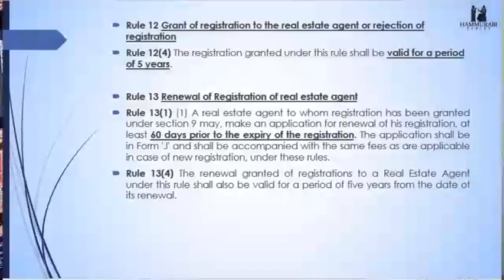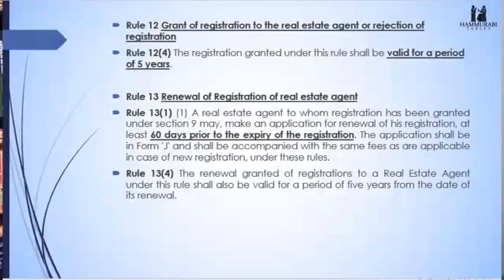Rule 12. Grant of registration to the real estate agent or rejection of registration. The registration granted under this rule shall be valid for a period of 5 years. Rule 13. Renewal of registration of real estate agent. A real estate agent to whom registration has been granted may make an application for renewal of his registration at least 60 days prior to the expiry of registration.